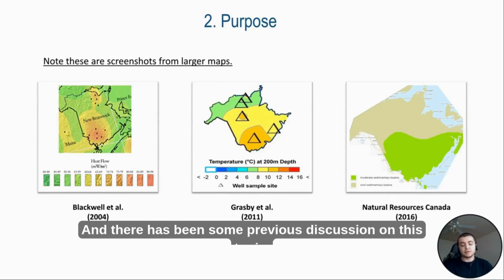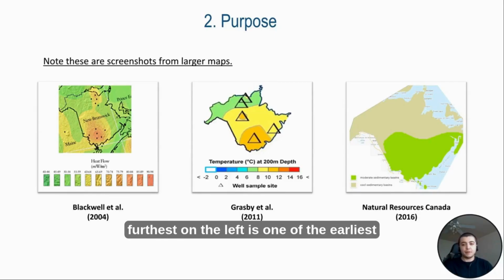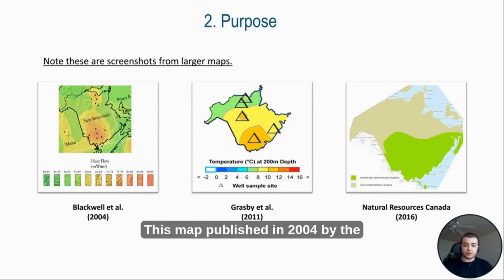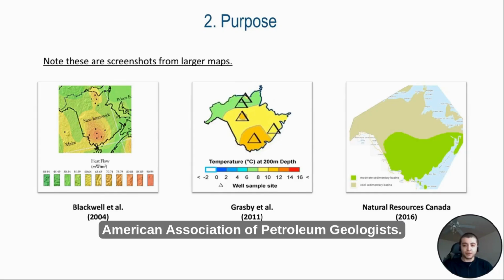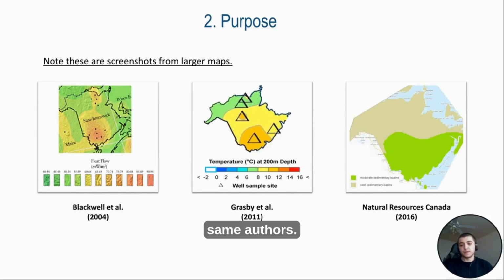And there has been some previous discussion on this topic. For example, this map furthest on the left is one of the earliest geothermal potential maps to include the province of New Brunswick, and it was published in 2004 by the American Association of Petroleum Geologists. The entirety of this map is an inference based on 11 sample sites referenced from a 1995 map that was developed by these same authors.